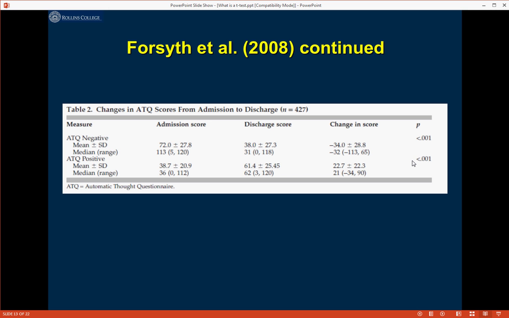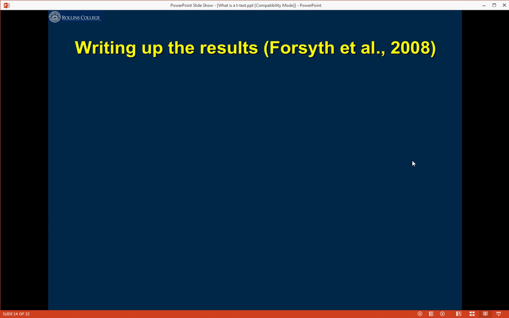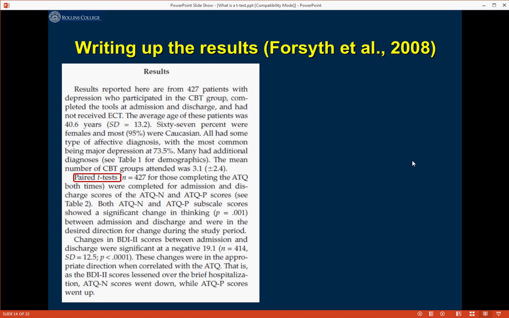With depression who participated in the CBT group, completed the tools at admission and discharge, and had not received ECT. That's electroconvulsive shock therapy, which is used only in very severe cases. 40.6 years, standard deviation of 13.2.